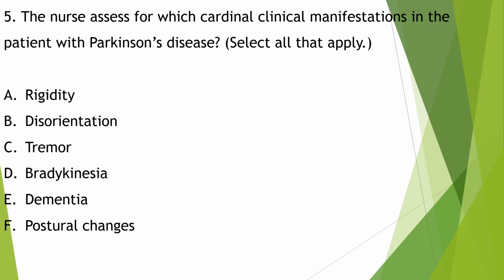In Parkinson's disease, there are resting tremors, muscle rigidity, and slowness of movement, which is known as bradykinesia, or there may be loss of movement, which is known as akinesia, and postural instability, that is impaired balance and frequent falls. Some other clinical manifestations like mood, cognitive and behavior alterations you can also see. So the cardinal clinical manifestations included are rigidity, bradykinesia, tremor and postural changes.